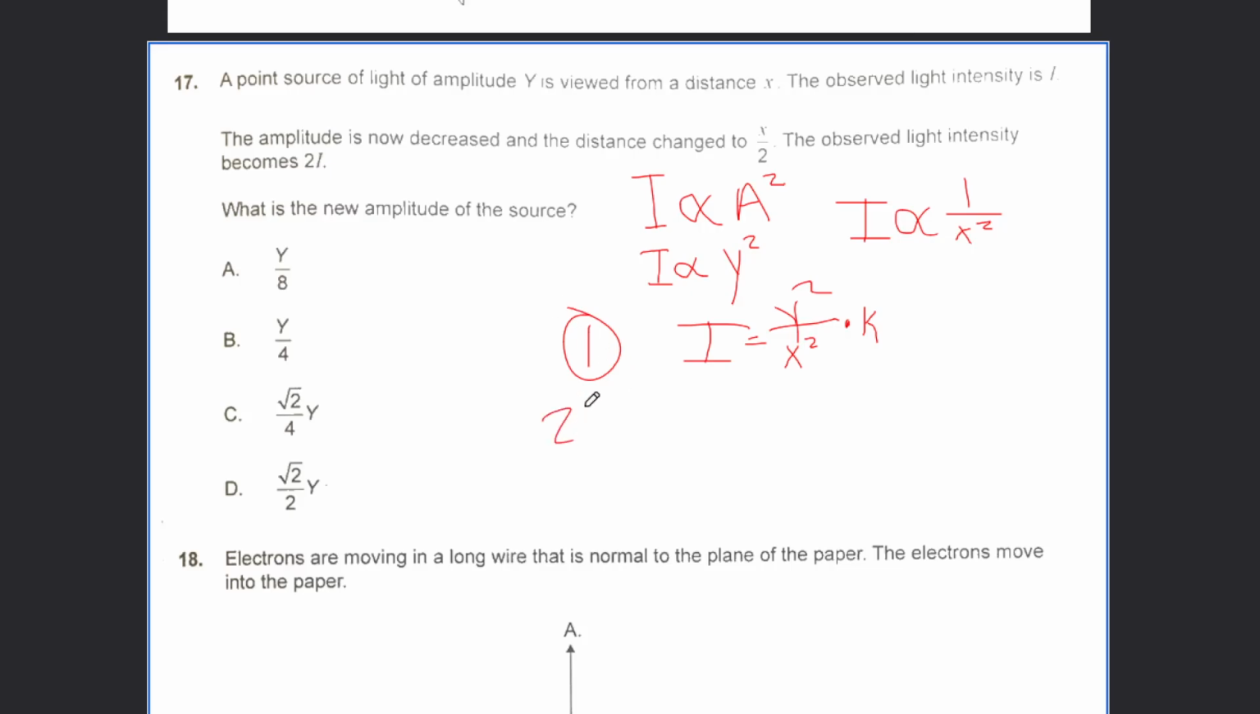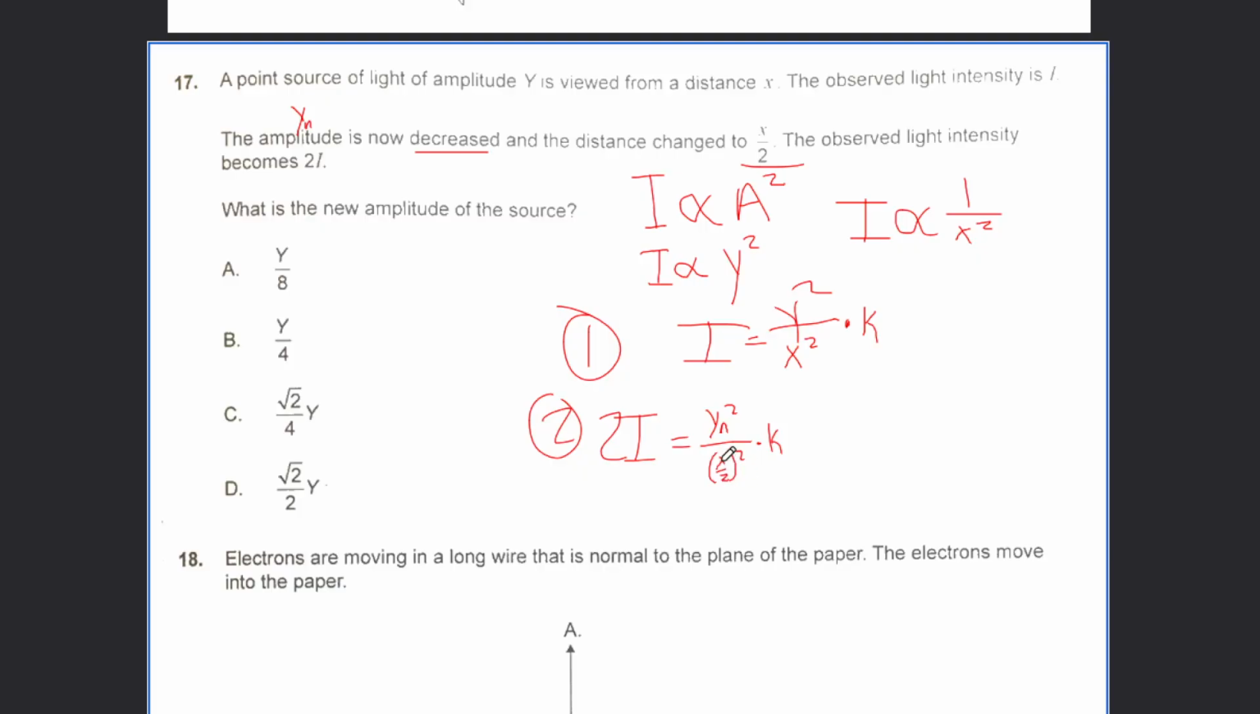Now we have case 2. Well, this is always true, but for case 2, we have a decreased amplitude and a distance change to x over 2, and then we also have a new light intensity of 2I. So 2I is equal to y sub n, I'll say. This is the new amplitude, and that is squared and divided by x over 2 squared times k.